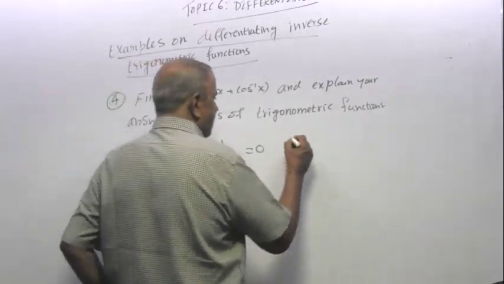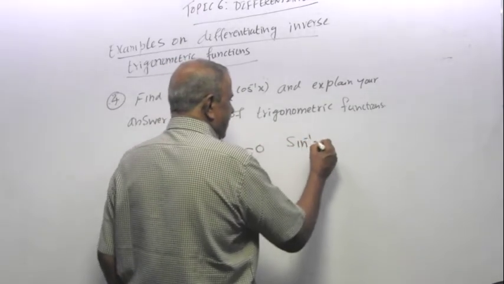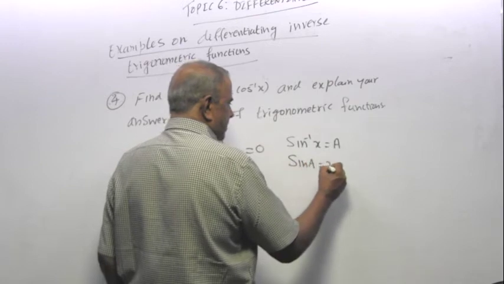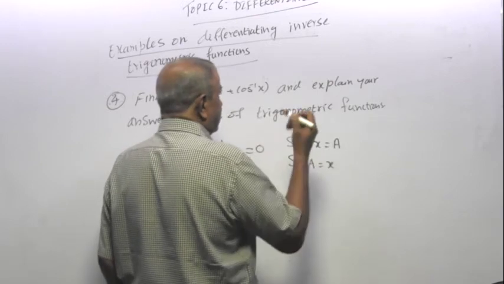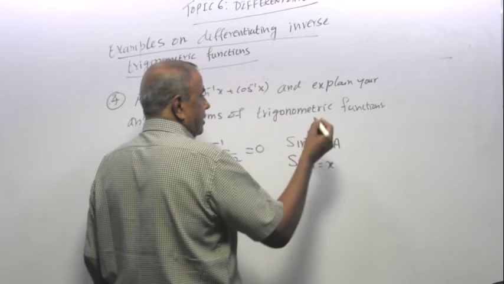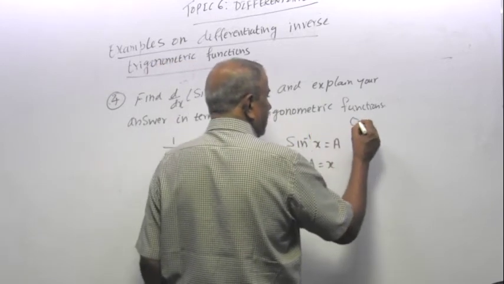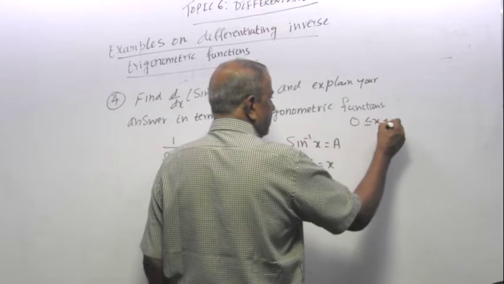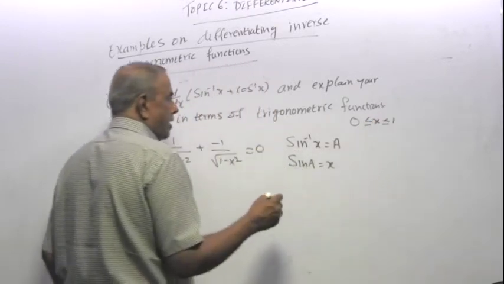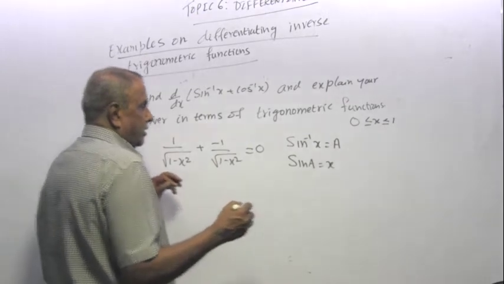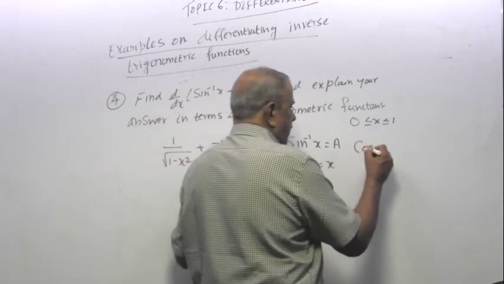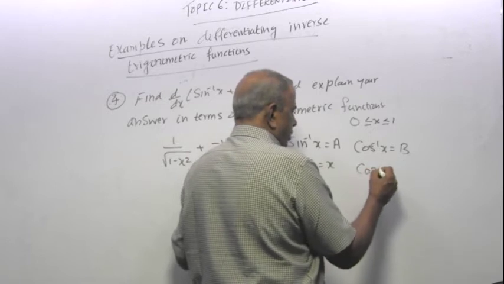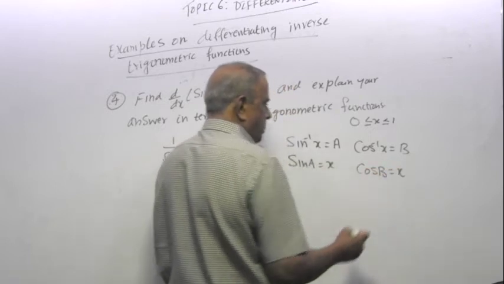So for a moment, let's call sine inverse x as A. So do you agree? Sine A equals x. Let's assume 0 less than or equal to x, less than or equal to 1. Okay? Similarly, cos inverse x is an angle. I'm calling it B. So cos B equals x.